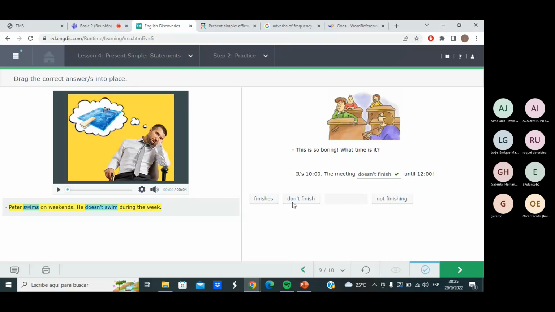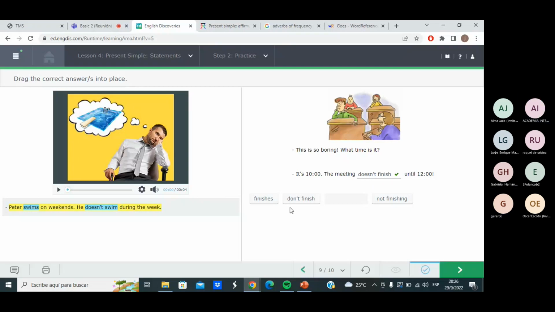But what I mean, don't finish. The second, it's the same, but in this case, we don't use don't because we are talking about time. We have to know that in English. So in third person, we use doesn't or does not. Third person is he, she, and it, right? And that's why we use doesn't.